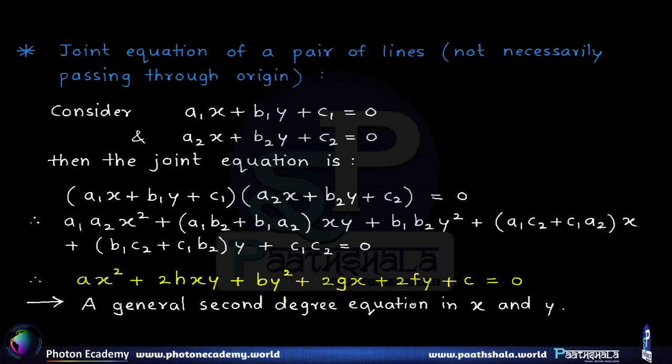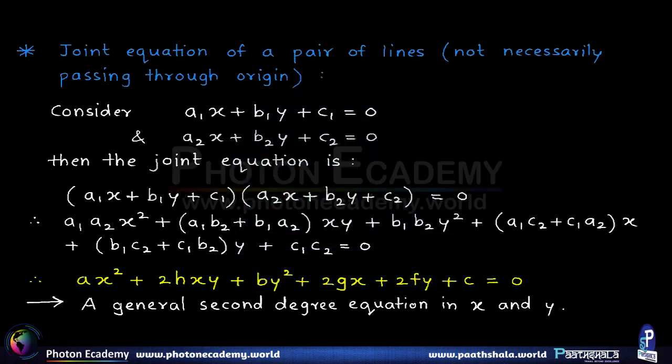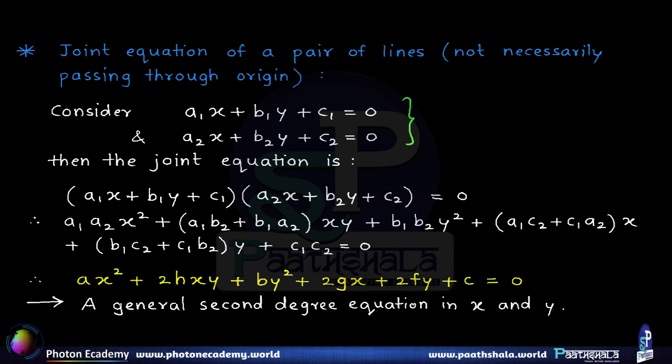Now so far we have seen the pair of lines specifically passing through origin, but in general if we have a pair of lines not necessarily passing through origin, then how to find their joint equation, right? And it is nothing but the same concept that we saw in the beginning of this chapter. So if we consider the two equations as two general forms, a1x plus b1y plus c1 equal to 0 and a2x plus b2y plus c2 equal to 0, then their joint equation will be the multiplication of those two expressions. So that is uv equal to 0, isn't it?